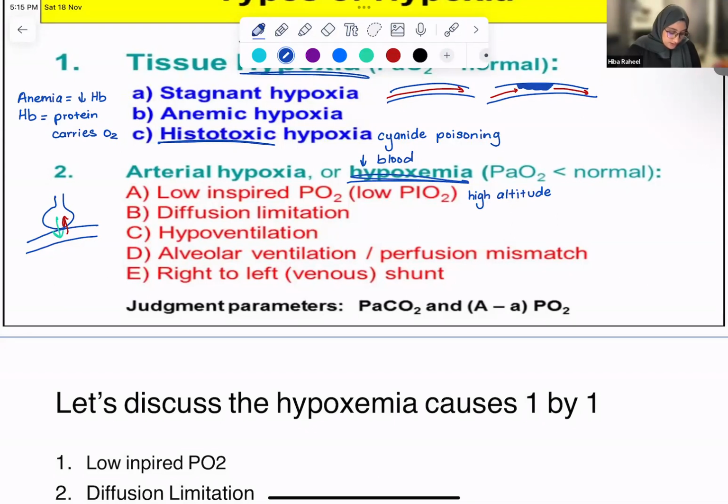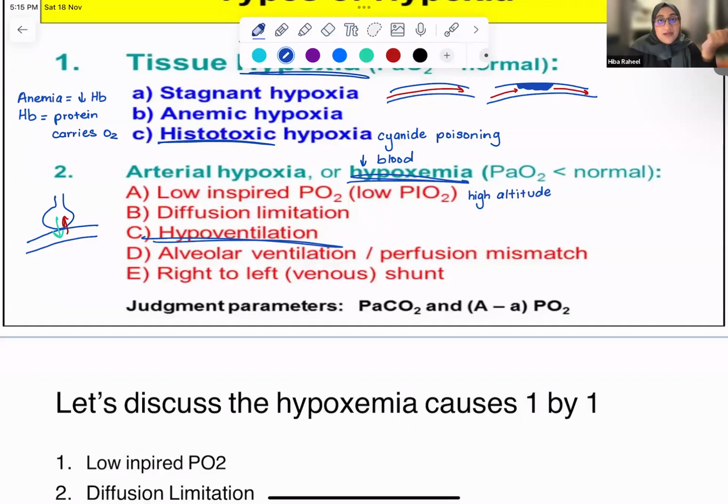So there is a blockage somewhere here that is preventing the oxygen from going, sorry, I'll remove that blockage because it's something else. So what is happening over here is that there is a problem which prevents the oxygen from going into the blood vessels. Now moving on to hypoventilation.